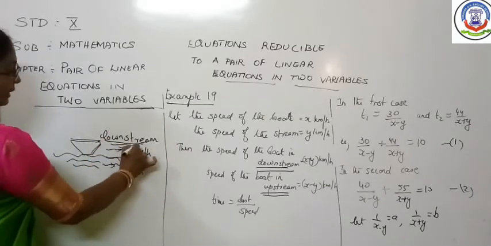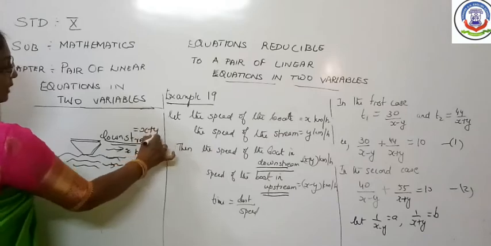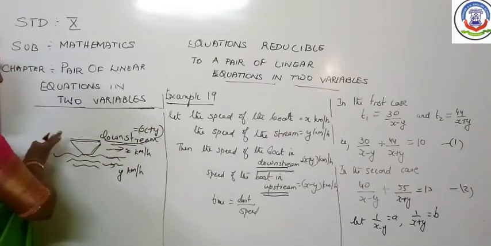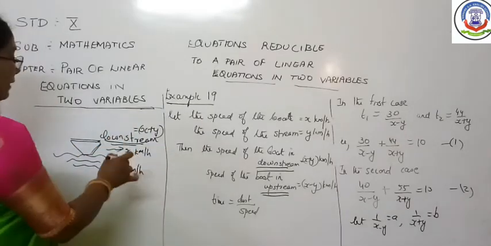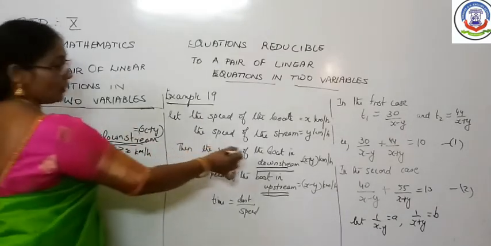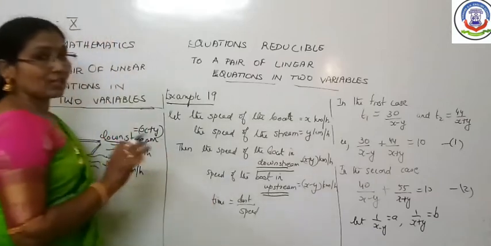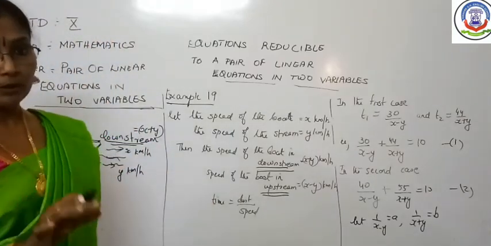So downstream means you will get x plus y. The speed will be the total. That means x is there, and at the same time y is there. Both are pushing to one side. That means x plus y. The speed of the boat in downstream will be x plus y kilometer per hour.